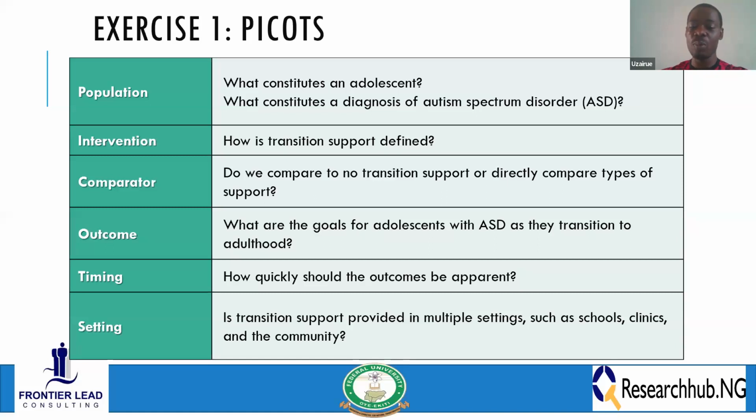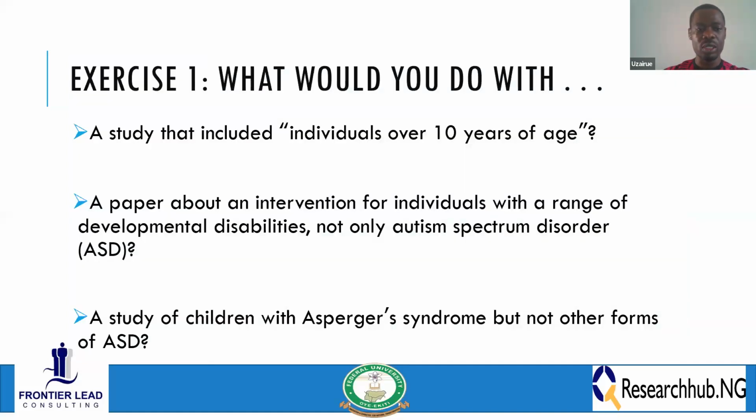Then the next one is whether transition support is provided in multiple settings, such as in schools, in clinics, or in the community. These are variables that you need to put in as you move forward. Like we mentioned here, what would you do with a study that includes individuals over 10 years of age? Now we're talking about adulthood. If you are including a study of 10-year-olds, you're already introducing bias, because 10 years is not yet adolescent, it's not yet transiting to adulthood. So as such, there will be bias introduction.